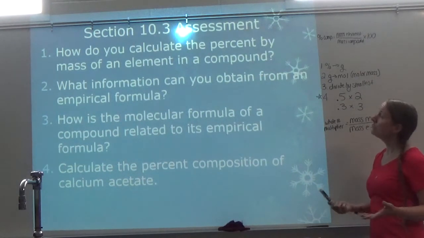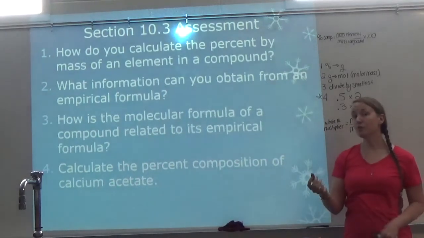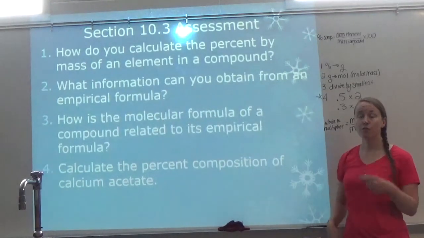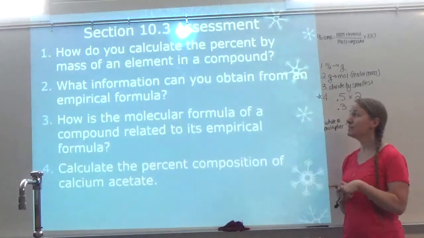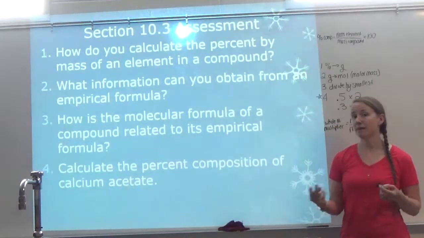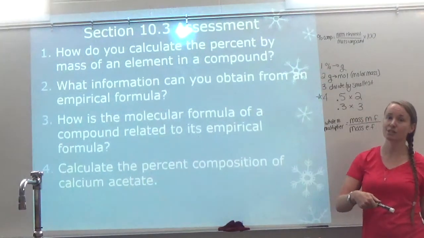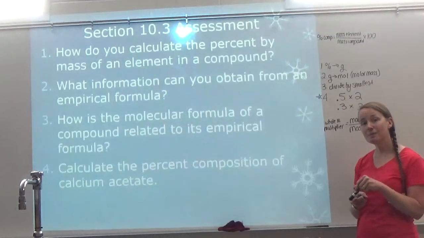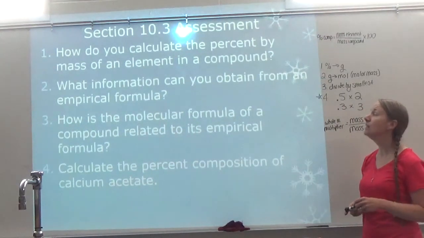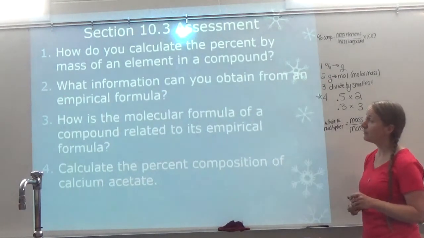Number 2, what information can you obtain from an empirical formula? Well, remember, an empirical formula is the reduced formula. So it will tell us the types of atoms, and it will tell us the lowest ratio of atoms. So I might be able to tell there's going to be 2 times as much hydrogen as there is oxygen, but I might not know how many necessarily. So it will tell me the types of atoms or the elements in the compound, and it will tell me the ratio of the elements in the compound.